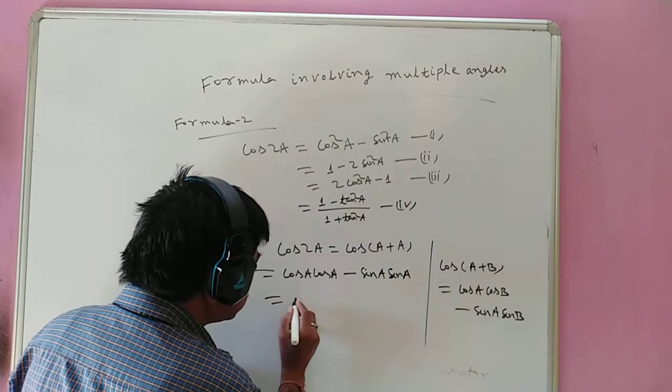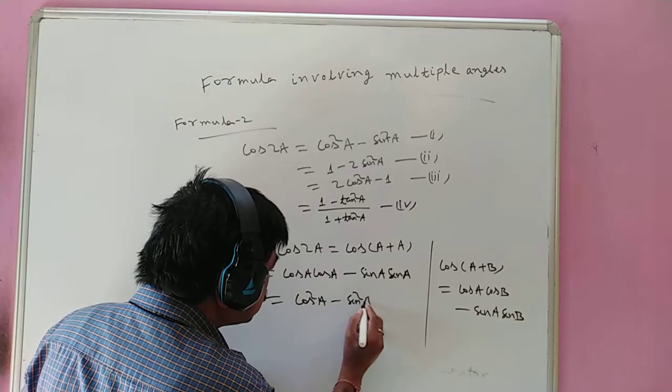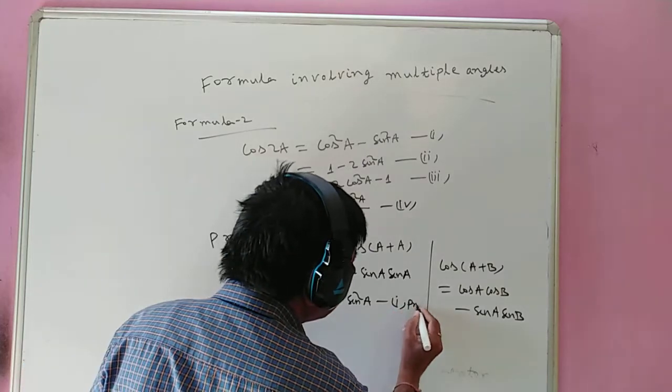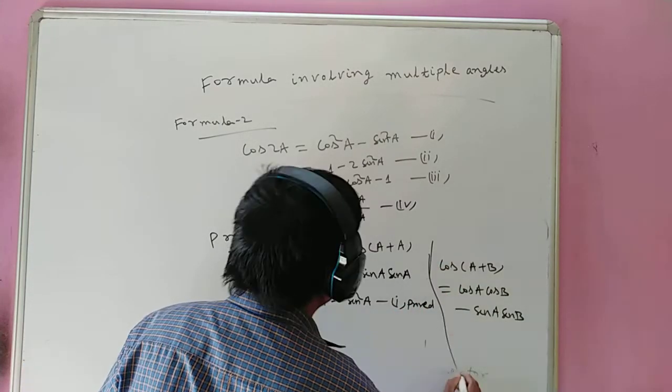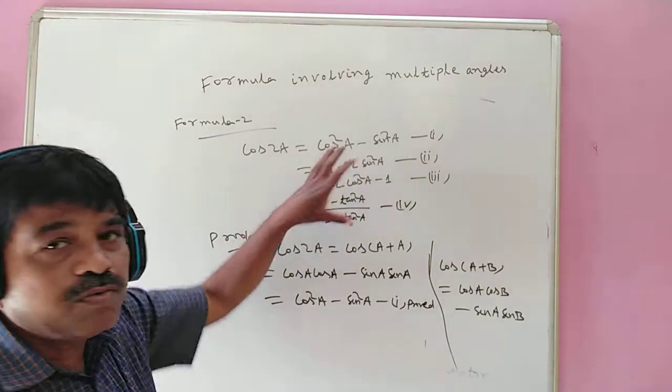So now this is cos square a, and sin a into sin a is sin square a. So the first formula is proved. Everybody clear? This first formula is the basic formula for cos 2a, and from this first formula, all these three will be derived.